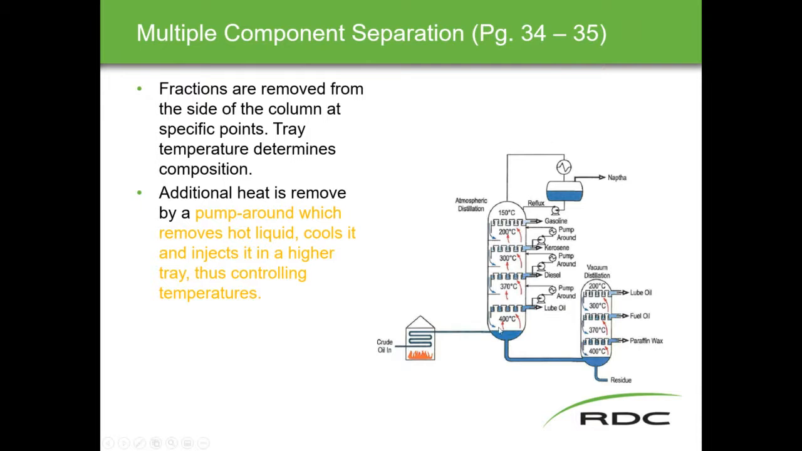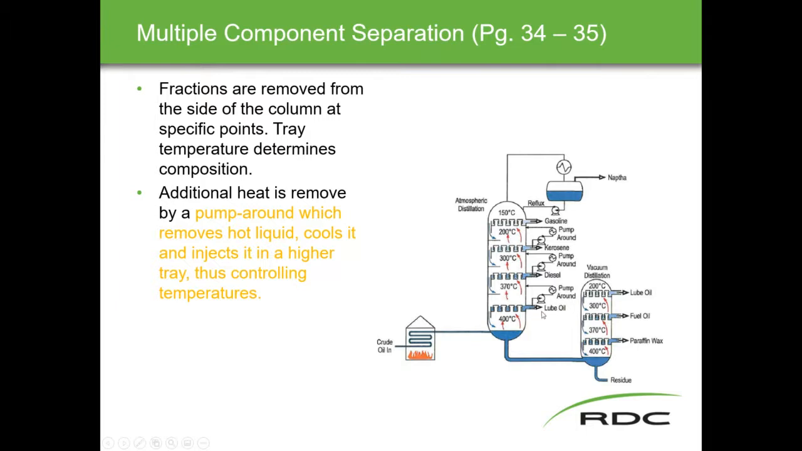So if we look at the diagram here, we have the spread between the bottom where it's hotter and the top where it's cooler, and we can pull off different products. You can see down here we're pulling off lube oil, next tray we're pulling off diesel, next tray up we're pulling off kerosene, next tray up we're pulling off gasoline. So you see the components are getting lighter as we go up the column, shorter carbon chains, less density.